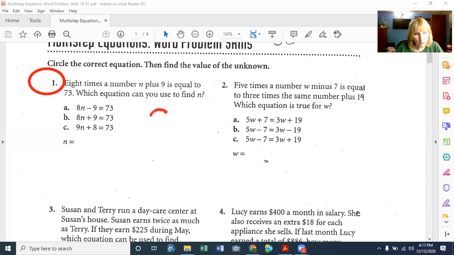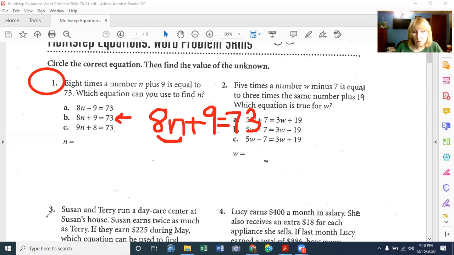8 times the number, which is called n in this case, plus 9 is equal to 73. So you don't have to put the times sign in between the 8 and the n. You just kind of combine them here. 8n means 8 times n. So then you look for your answer, and we have a match here with letter B.